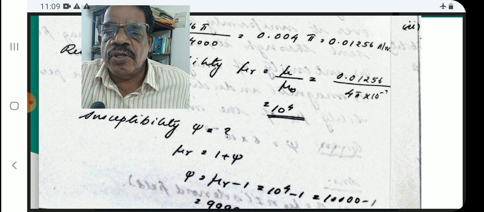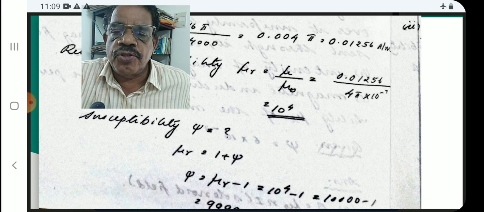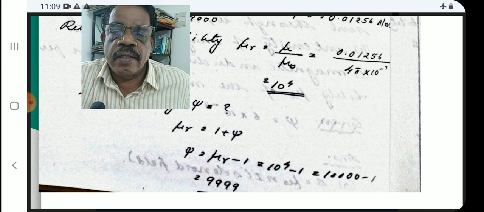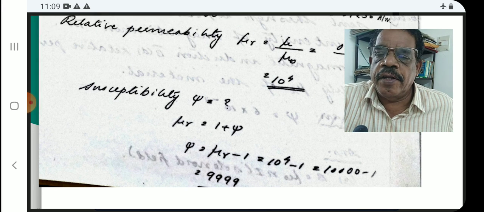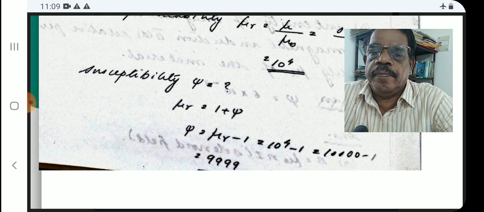Susceptibility psi is equal to question mark. mu r is 1 plus psi, so psi is mu r minus 1, that is 10 raised to 4 minus 1. That is 10,000 minus 1, which is 9999. That is psi.